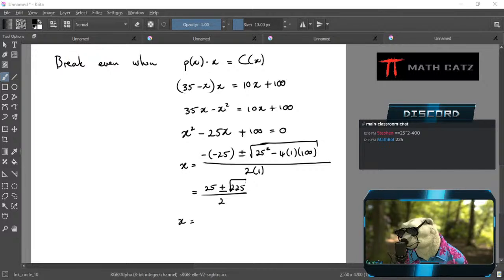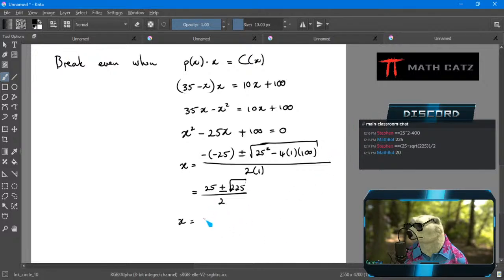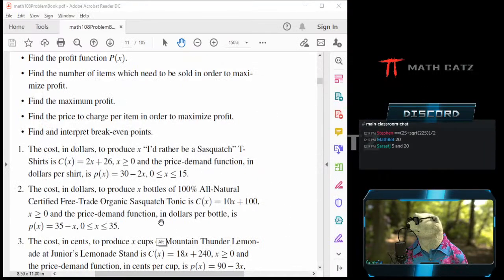25 plus square root 225 divided by 2. Hopefully someone can confirm the 20 that I get. Or I'm going to let you do the minus one. Oh, you already did it. I didn't even ask. You're so efficient. 5. Very nice. Now in this case, did they give me any restrictions?